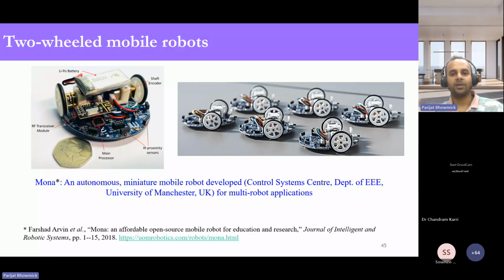It's the name which has been given by its developers. It was an autonomous miniature mobile robot, developed at the University of Manchester. There was a researcher, Dr. Farshad Arvin, from the robotics department. Although he is now in Durham, he was originally in Manchester. He developed this small mobile robot during his PhD.